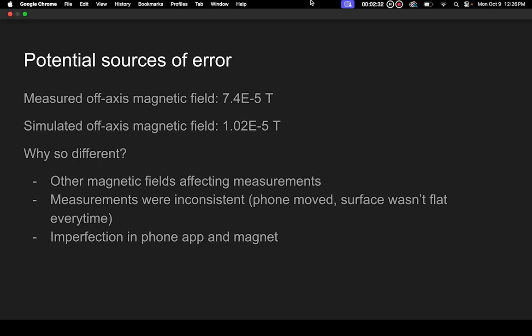So the measured off-axis magnetic field and the simulated off-axis magnetic field were off by a decent amount. So why was it so different? Many things could be affecting this, and there are many potential sources of error. Some of them could be that other magnetic fields were affecting the measurements. The measurements were inconsistent. For example, the phone could be moved, the surface wasn't flat every time. Many things make my measurements not the exact same every single time. And the phone app and the magnets will have imperfections as well.